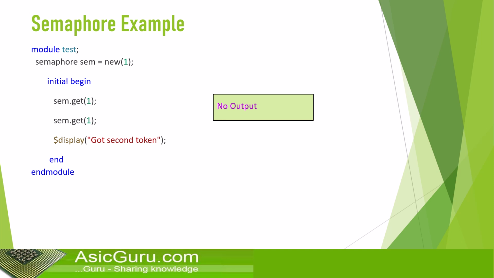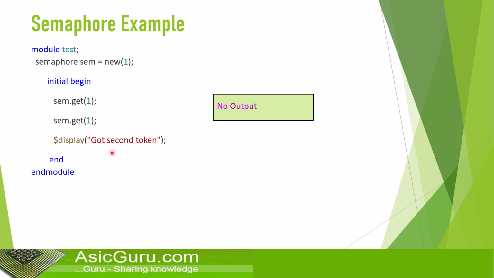Now this is another example of semaphore where a process tries to acquire more tokens than are available in sequence. So here in this example, the semaphore is initialized with only one token. Inside the initial block, we are trying to acquire the token. Since we have one token available, a token is acquired here. Now there are no tokens available in the bucket. In the second statement, we are trying to acquire another token. But since no token is available, it blocks and waits indefinitely here.